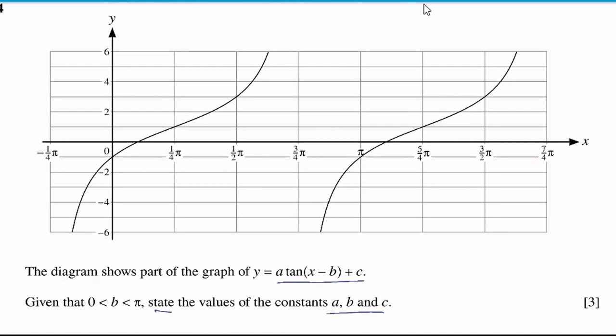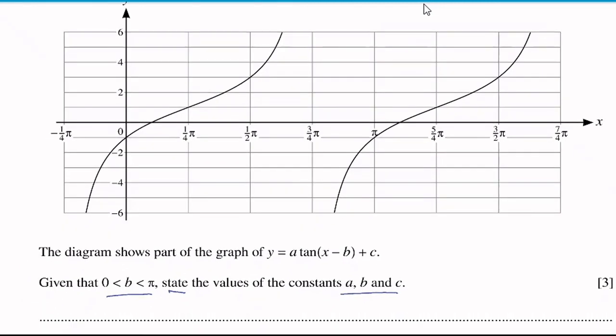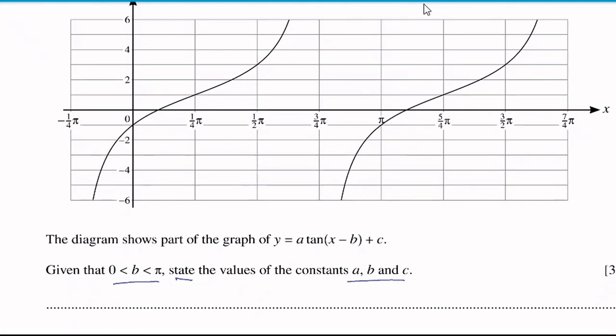They just want the final answer, no matter what working we go through. It also tells us that B is within 0 to pi, which helps us identify what A is. One thing we could do is look at the properties of the graph. Here we see that this is an intercept, and the intercept is at 1/8 pi.